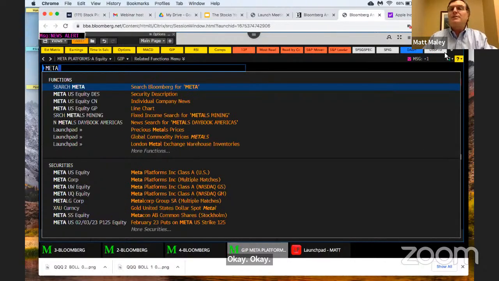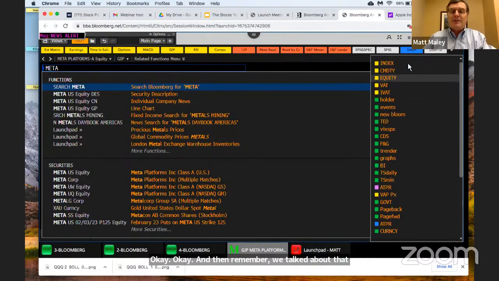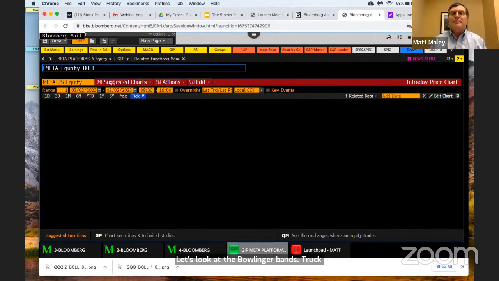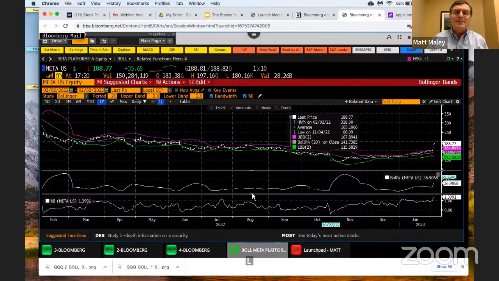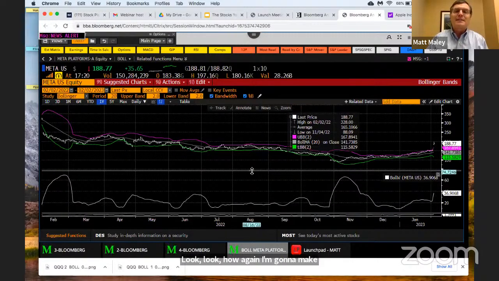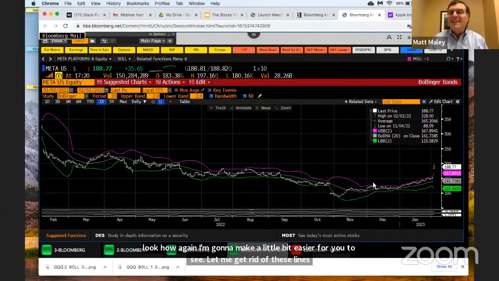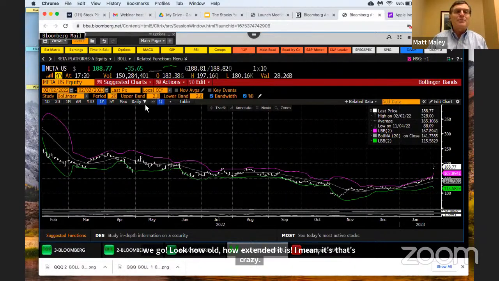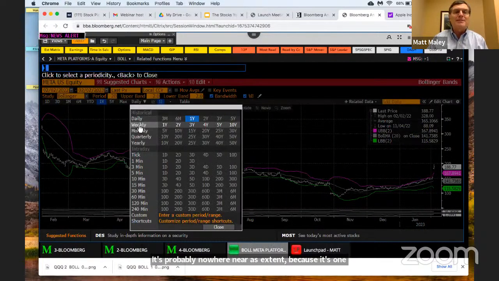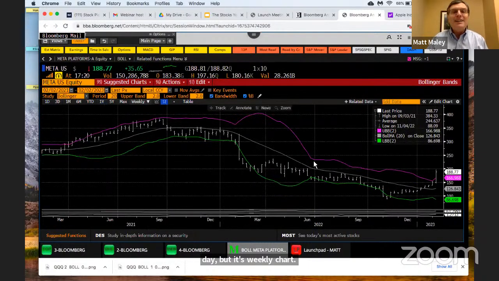Let's look at the Bollinger Bands chart. Equity, BOLL, bang. Look how, again, I'm going to make it a little bit easier for you to see. Let me get rid of these lines. There we go. Look how extended it is. I mean, that's crazy. It's probably nowhere near as extended because it was one day on its weekly chart, but let's just take a look real quick. Look at it on its weekly chart. It is way extended here.